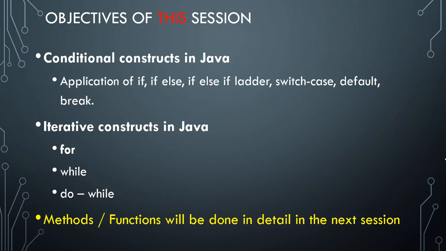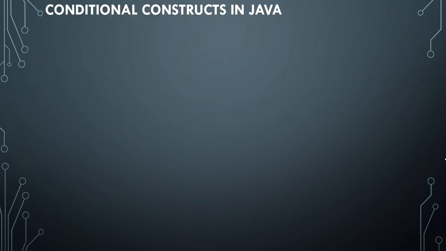I will see whether I can fit everything into one session or I need to break it down into two, but let us see. There are two things to be done: conditional constructs in Java, that is the use of if else and switch case, and next is the use of iterative constructs, that is looping constructs: for, while and do while. Now methods and functions actually belong in class 10, so we will be doing that in quite detail in this session. Now, conditional constructs in Java.